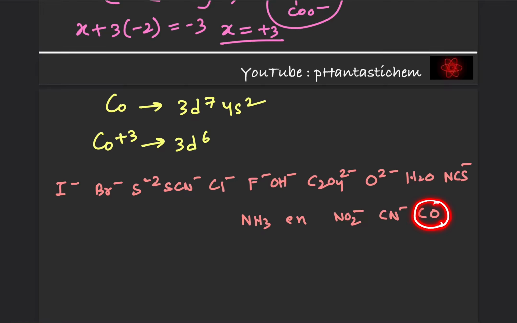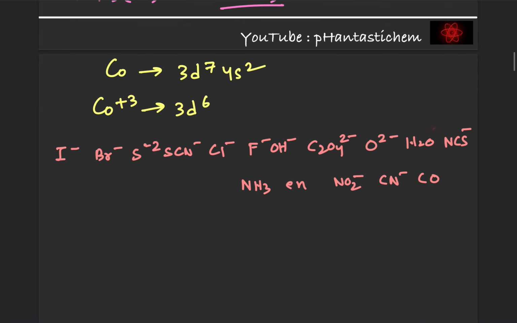Okay. So this is CO and this is I minus. So this is the ligand which produces the strongest field. This is the ligand which produces the weakest field. Okay. So C2O4 minus 2, it's somewhere in the middle, and there might be confusion regarding whether to take it as a strong field ligand or as a weak field ligand.